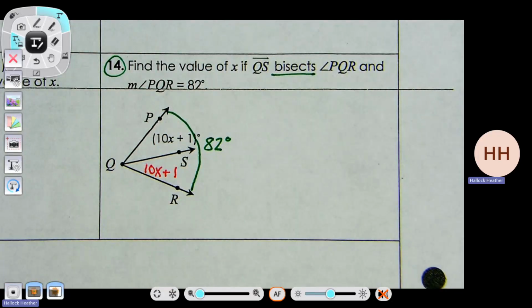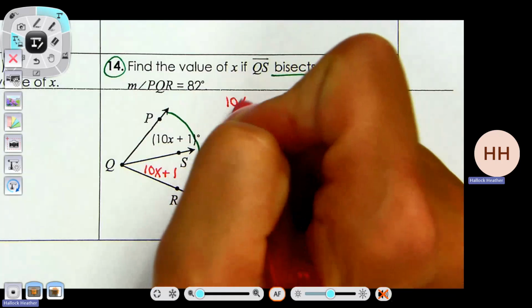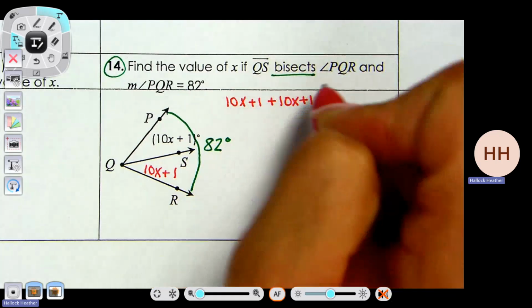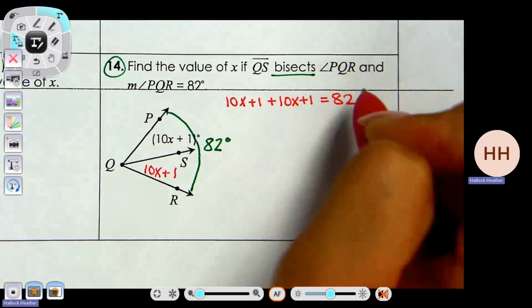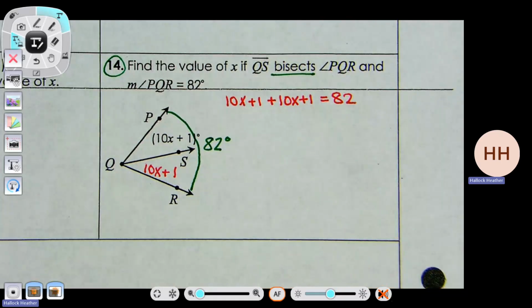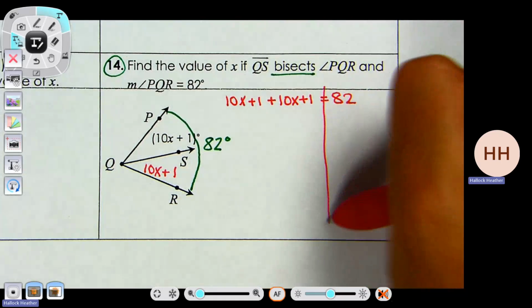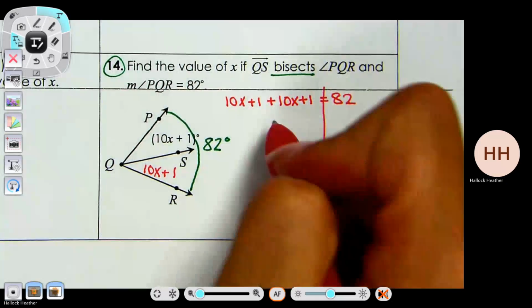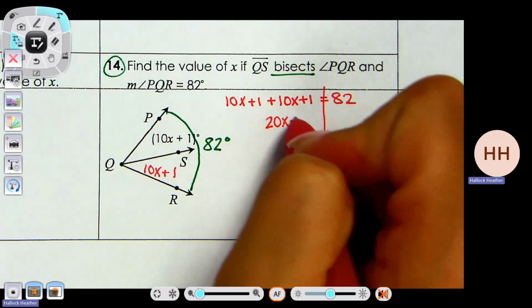So what mathematically could we do? We could add them and equal it to 82. So we could do 10x plus 1 plus 10x plus 1 equals 82. So take a second, combine like terms. So you're adding it twice because we cut it in half. So we're doubling the inside. 20x plus 2. Genius.